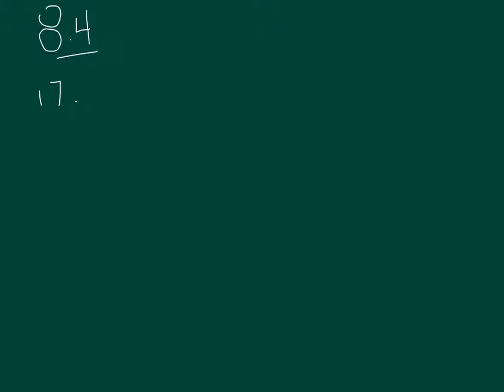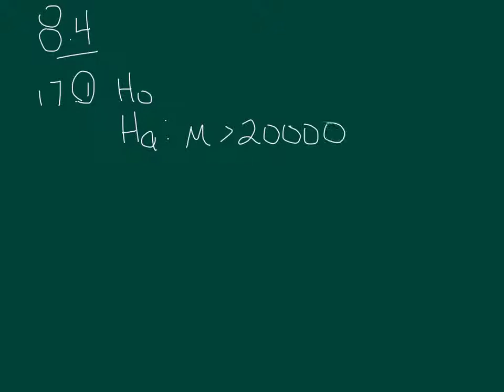Okay, so everything starts out exactly as other tests. We have a null hypothesis and an alternative hypothesis. The problem says versus the alternative that it is greater than 20,000, so our alternative is greater than 20,000. That means our null will be that it is 20,000. So those are our first two things. The second thing is checking conditions.